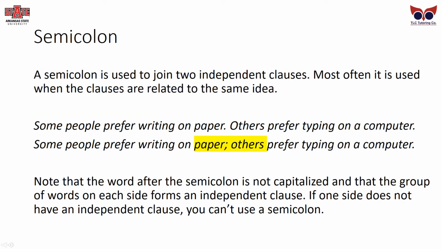Semicolon. A semicolon is used to join two independent clauses. Most often it is used when the clauses are related to the same idea. Consider the following example. Some people prefer writing on paper. Others prefer typing on a computer. These sentences can be joined with a semicolon. Note that the word after the semicolon is not capitalized and that the group of words on each side forms an independent clause. If one side does not have an independent clause, you can't use a semicolon.